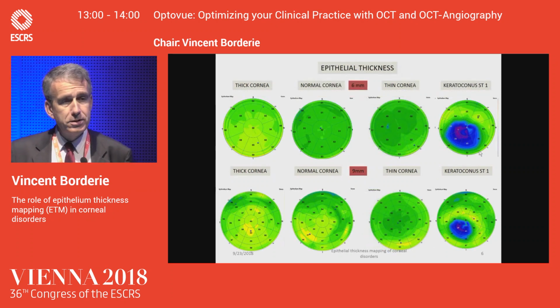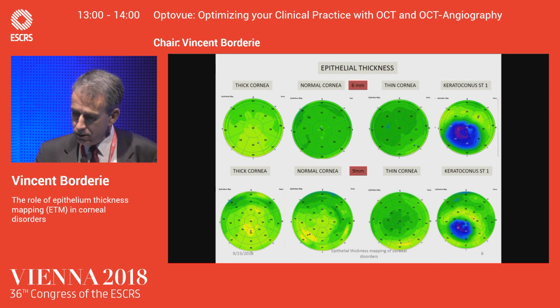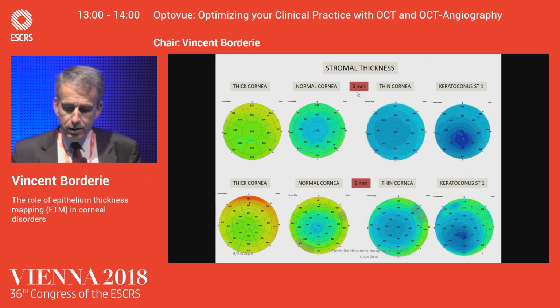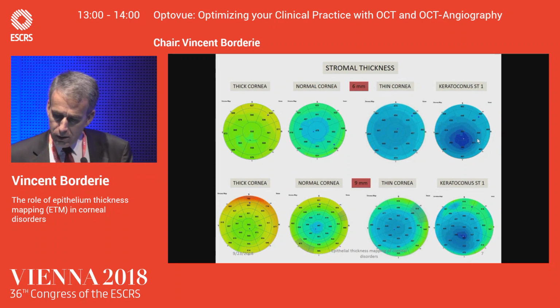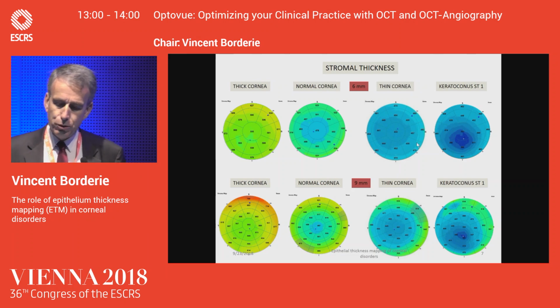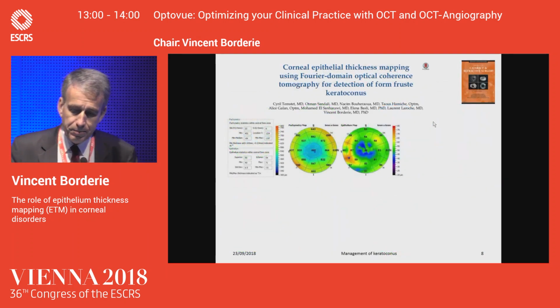But if you look at the epithelium maps, then differences are more evident. And clearly here you see localized epithelial thinning in case of early keratoconus. You don't have it in the normal, thick or thin cornea. If you look at the stromal map, also, you will see localized stromal thinning in case of keratoconus you don't have in the other three corneas.